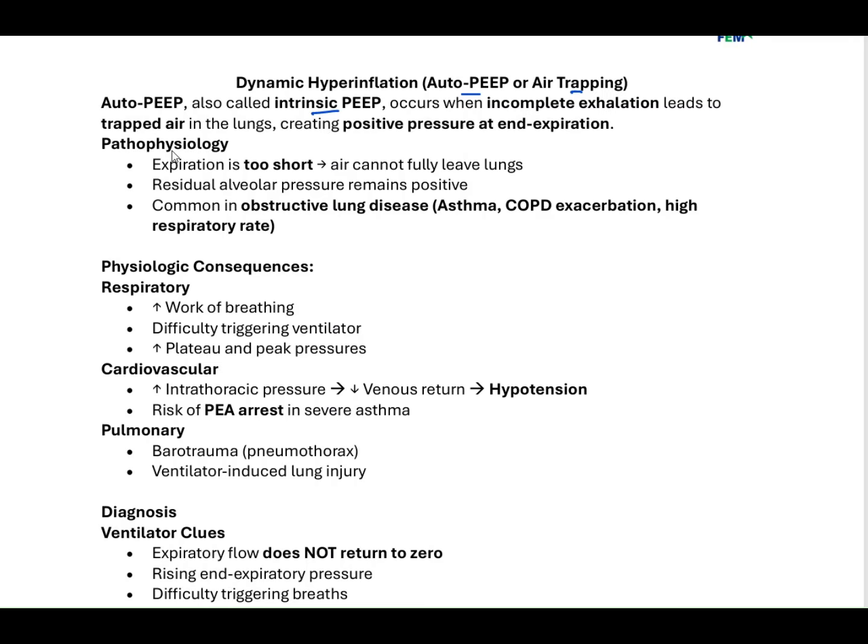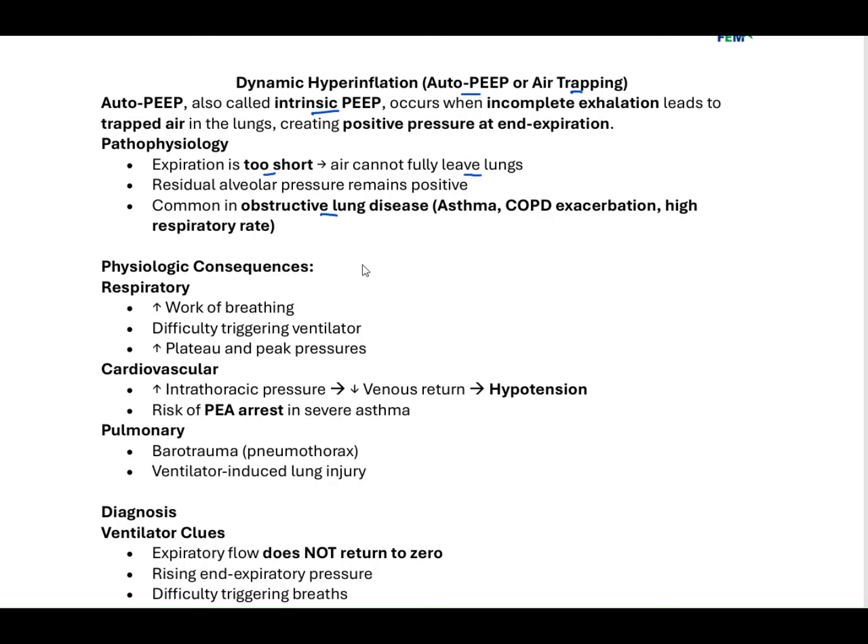So when we look at the pathophysiology, expiration is too short and air cannot fully leave the lungs. And this is common in patients who have obstructive lung disease, whereby they're having problems with exhalation, like patients who have asthma exacerbation, COPD exacerbation, or if the respiratory rate is set too high. Those patients are going to have very short expiration. That means they're going to be what? Gas trapping. They're going to have incomplete exhalation. And then guess what?